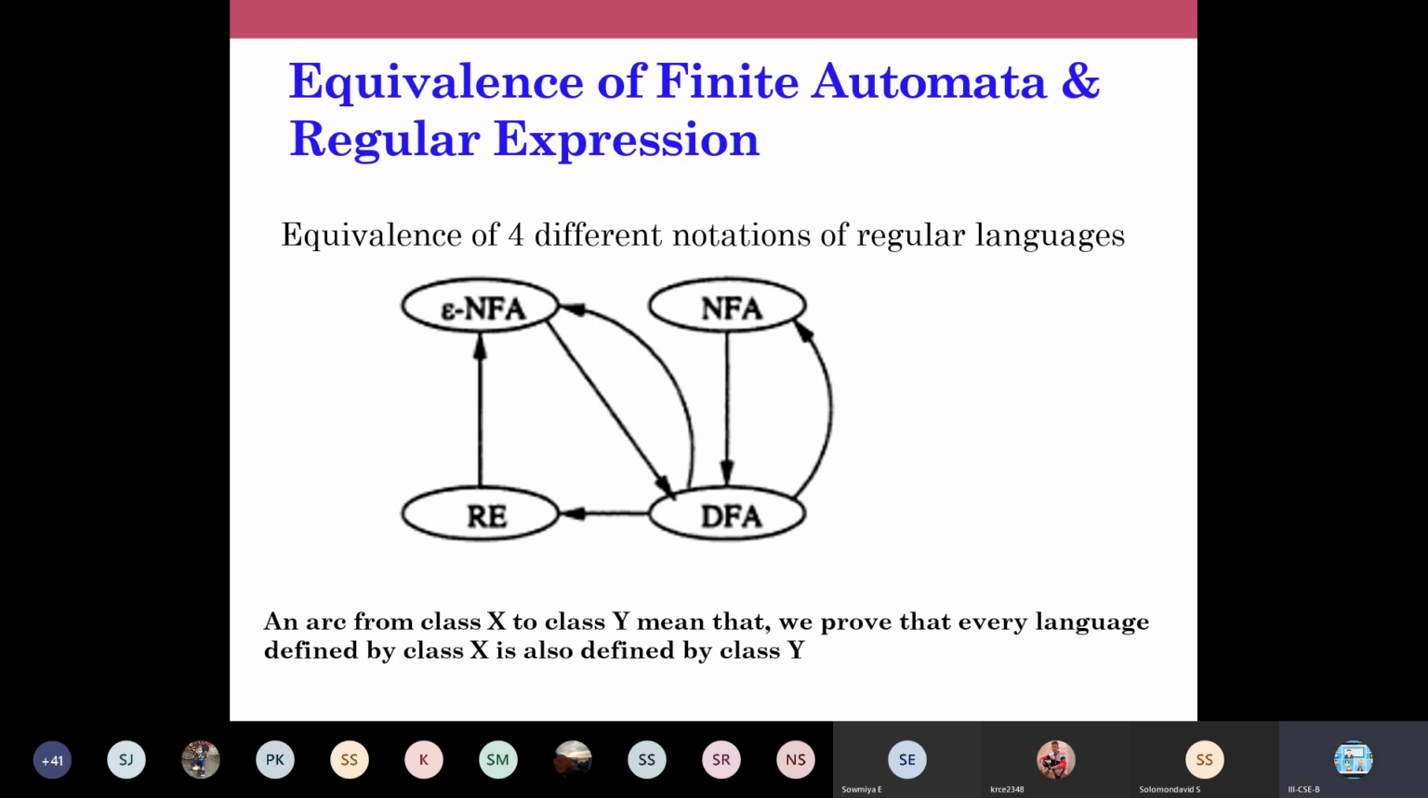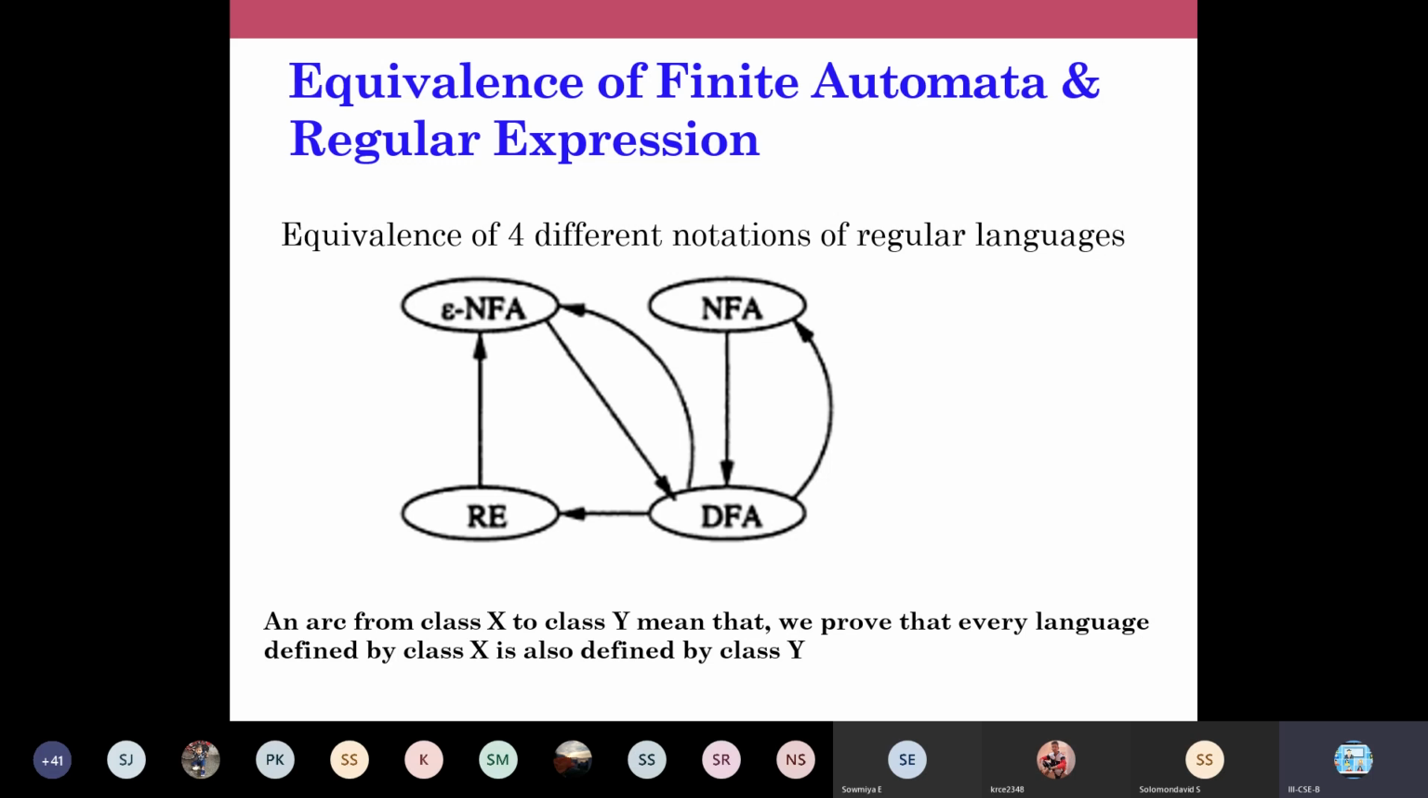We have solved the problem, is it not? We found out D trans del like that. So that problem is depicted by this arrow. If it is possible to convert one notation into another notation, we can draw an arrow from that notation to another notation.